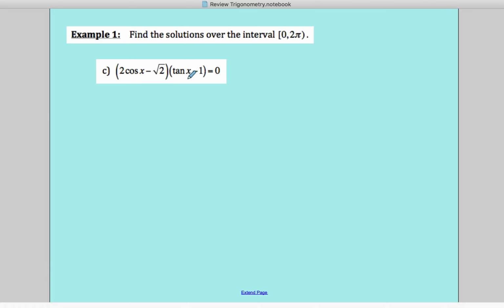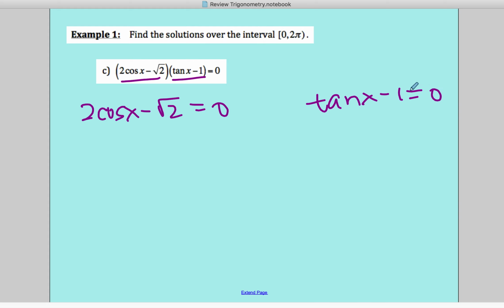All right, the next one. This one is in factored form. It's already factored for us, so we would just go ahead and set each part equal to 0 and solve. So I got 2 cosine of x minus square root of 2 equals 0, and tangent of x minus 1 equals 0. Why don't you go ahead and pause this and find the solutions.